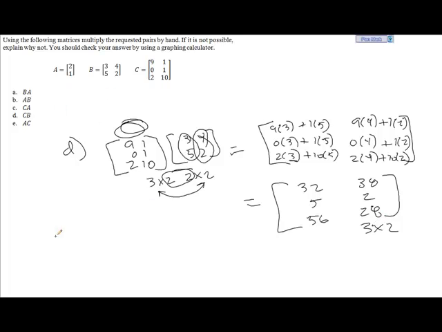And finally, A times C. A is a 2 by 1 and C is a 3 by 2. Because these don't match, we can't do this.